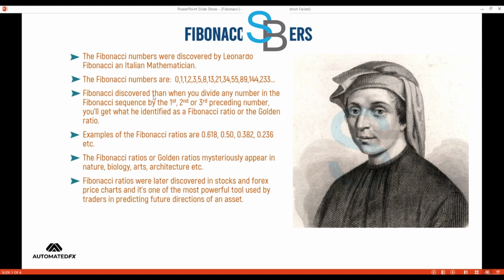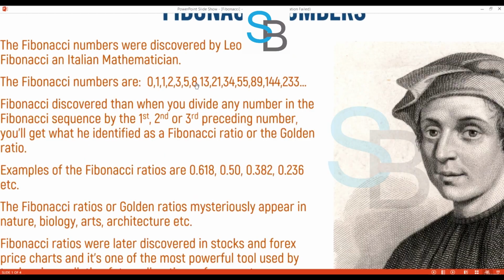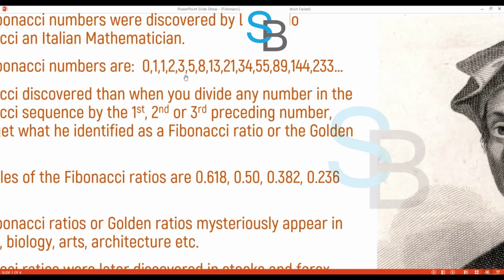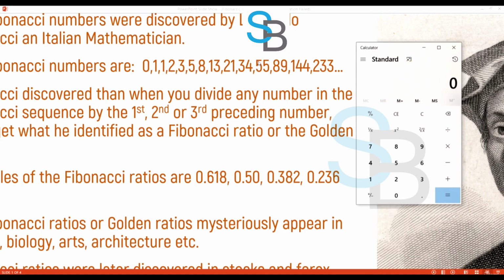Fibonacci discovered that when you divide any number in the Fibonacci sequence by the first, second, or third preceding number, you get what he identified as a Fibonacci ratio, or the golden ratio. By dividing any number by the preceding number, you tend to get a ratio. Let's for example use 34 divided by 55. So what do we get? 0.168, right? So this is an example of a Fibonacci ratio.